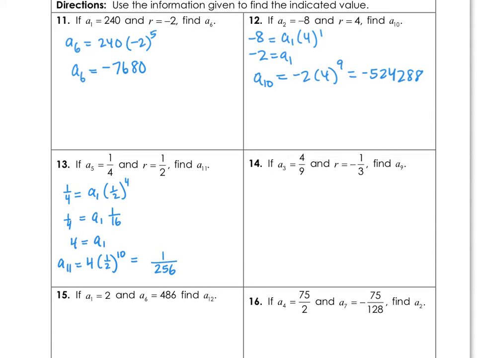All right, number 14. The third term is 4/9. That's equal to the first term times r, which is negative 1/3, twice. So if we simplify this, 4/9 would be 1/9 times the first term. So if we multiply by 9, the first term would have to be 4. So when we go to find the 9th term, that means we take the first term times our r 8 times. And on this one, you get a positive 4/6561.